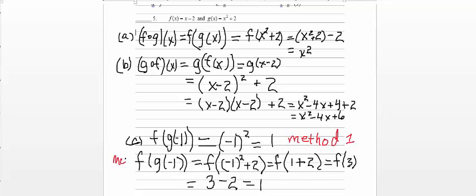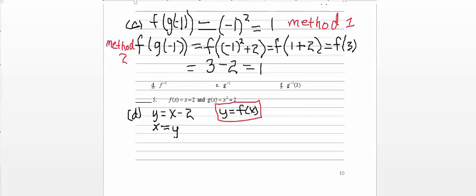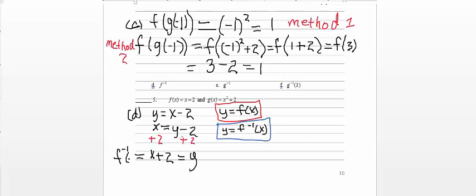Now we could also, in method 2, take negative 1, put it into g, which squares negative 1 and adds 2, which is 3, and then we apply f to 3. f subtracts 2 from its input, so that's 3 minus 2, which gives me 1. Now in D, we want to find f inverse. Well, y is x minus 2. That y is f of x. Interchange x and y, and now that y is f inverse. Add 2 to both sides to solve for y, and we have f inverse of x is x plus 2, which makes perfect sense.